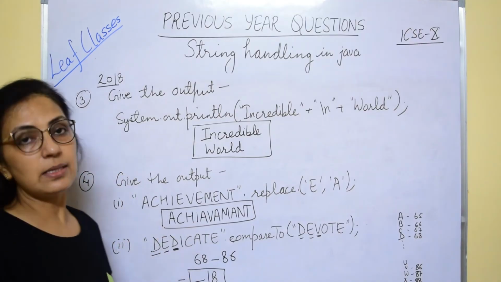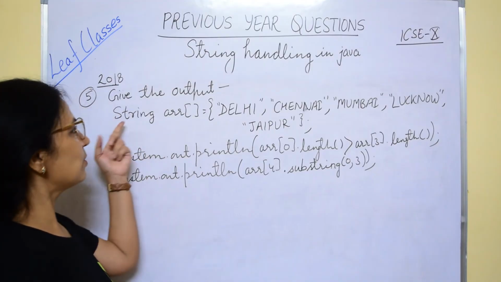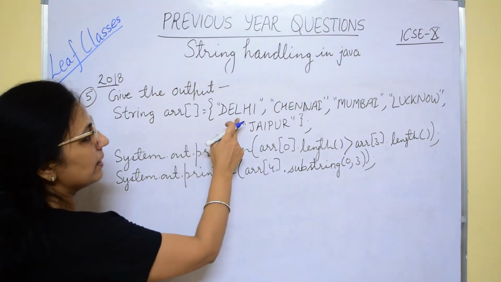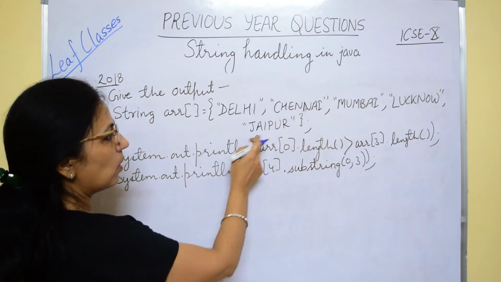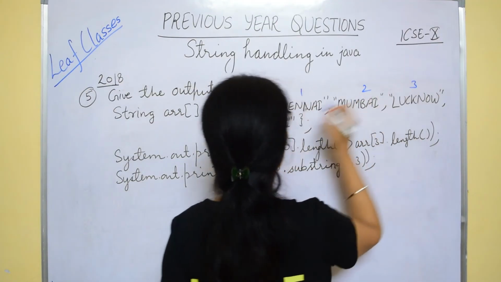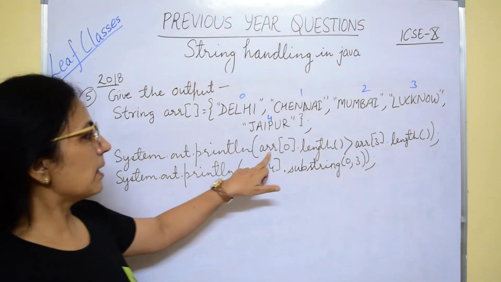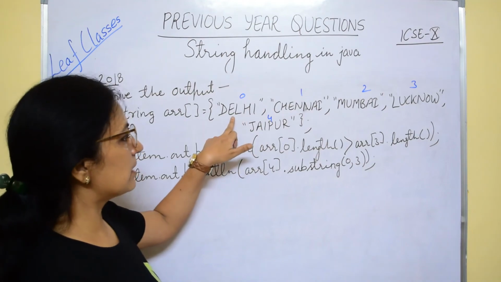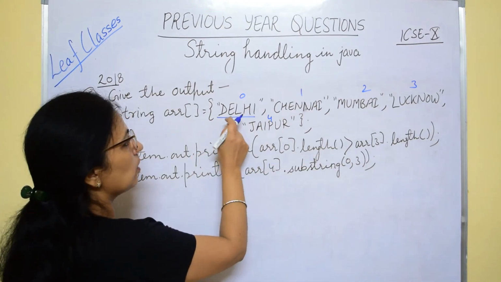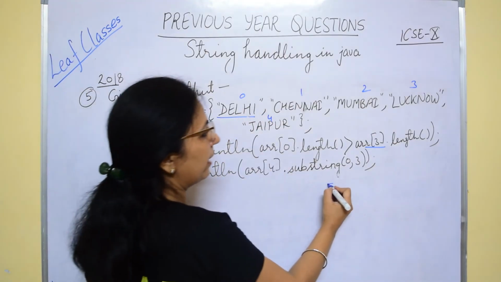So like this the questions are asked in the exam. One more question from year 2018 only. This is a string array: Delhi, Chennai, Mumbai, Lucknow, Jaipur. So we can give the index numbers like this. First print statement: ARR 0, that is Delhi, dot length. What is the length of this? 0, 1, 2, 3, 4, 5. So the length of Delhi is 5.